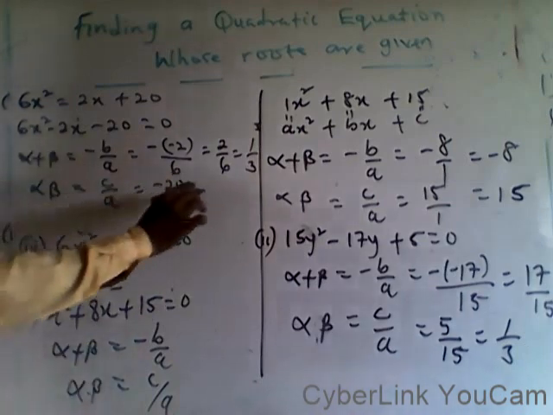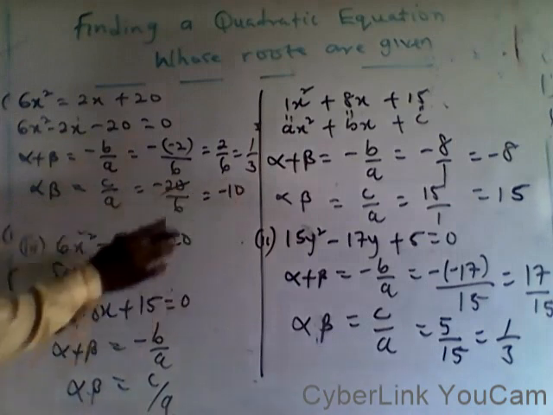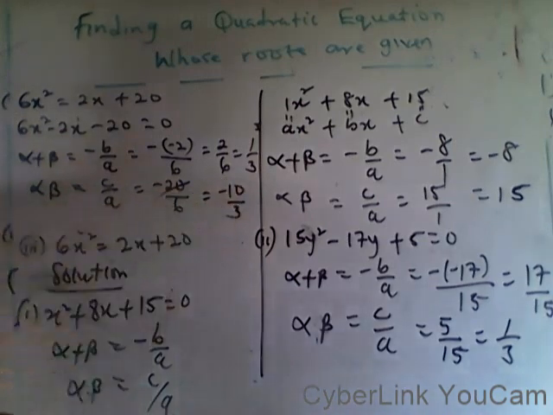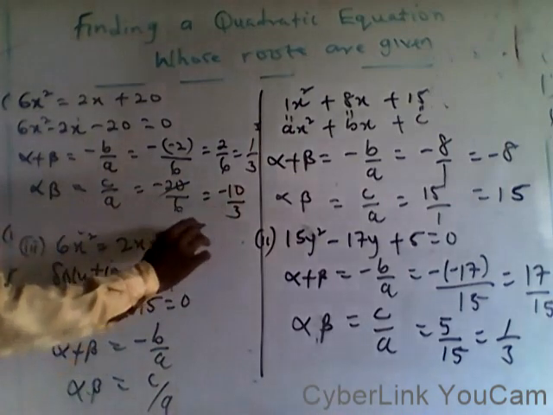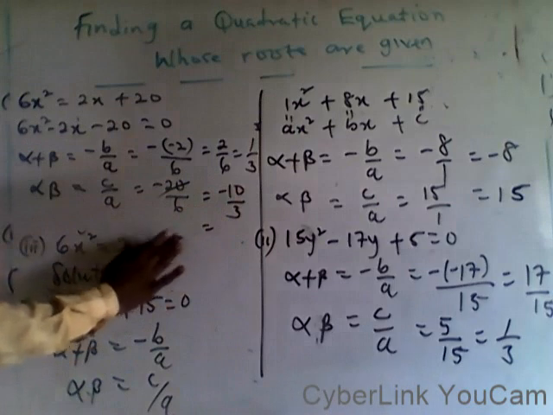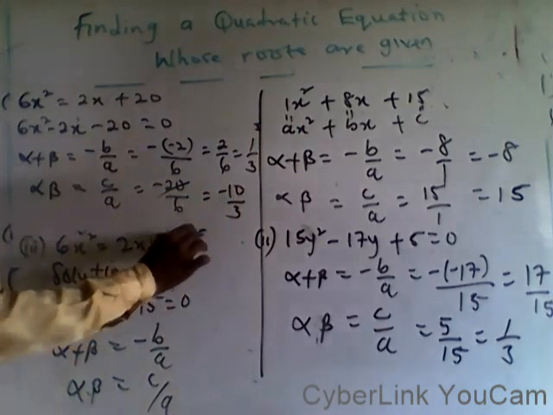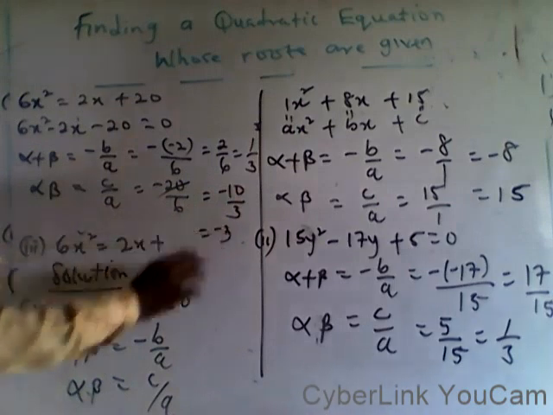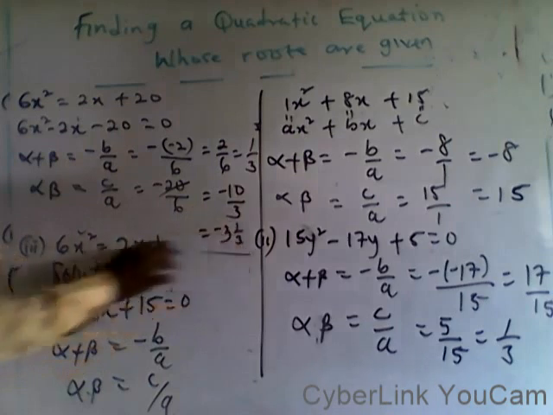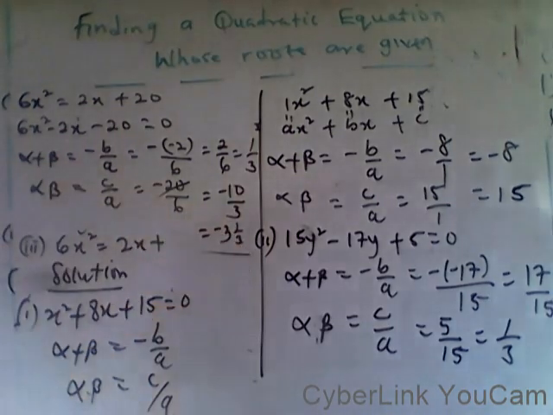So 2 here was minus 10, then 2 here was 3. So you have the answer to be minus 10 over 3. Or you can express it in proper fraction. That would be minus 3 and 1 over 3. And that is your answer.